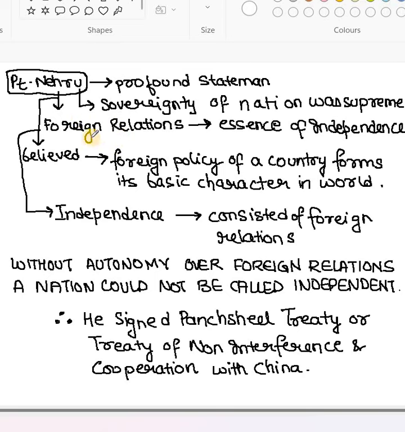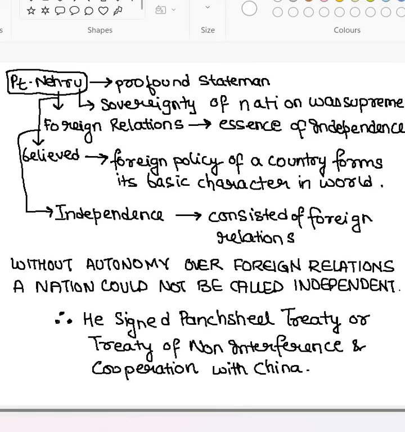Now Pandit Nehru ji always used to say that foreign relations is the essence of independence. इनका हमेशा कहना यही था कि India should take an independent stand. India should be very expressive. And he believed that foreign policy of a country forms its basic character in the entire world, and the independence of any nation consists of its foreign relations. Because if your foreign relations are weak, then anybody can come at any time and dominate you. अगर आपके foreign relations ही weak हैं, तो कोई भी किसी भी time आकर आपको dominate कर सकता है. That is why to maintain strong foreign relations is very important for the independence of a nation.